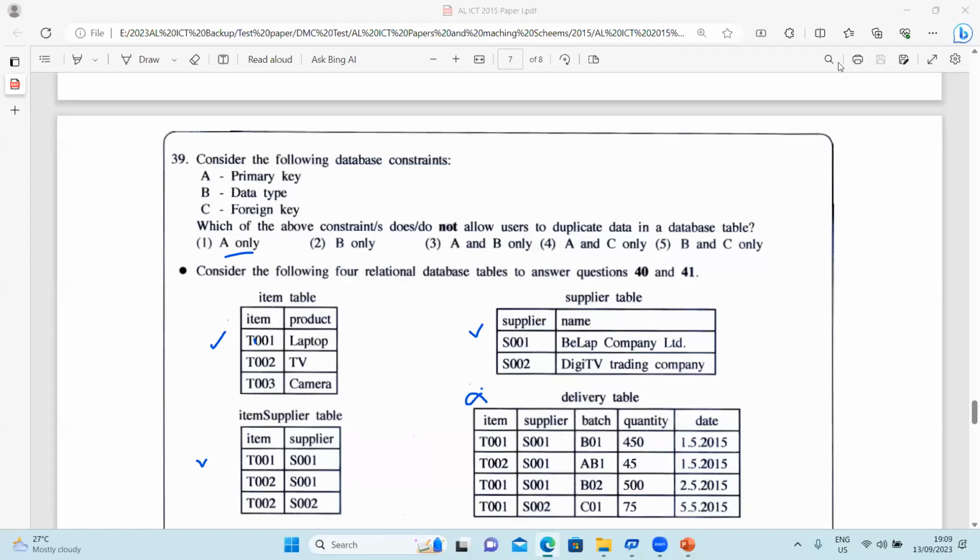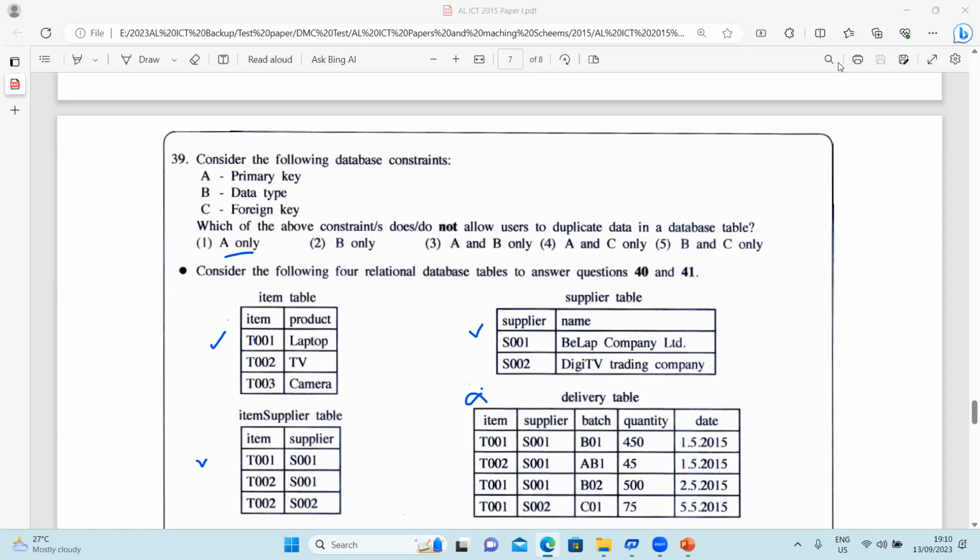Consider the following database constraints: primary key, data type, foreign key. Which of the above constraints does not allow the user to duplicate the data in the database table? Primary key does not allow duplicate data in the database table.